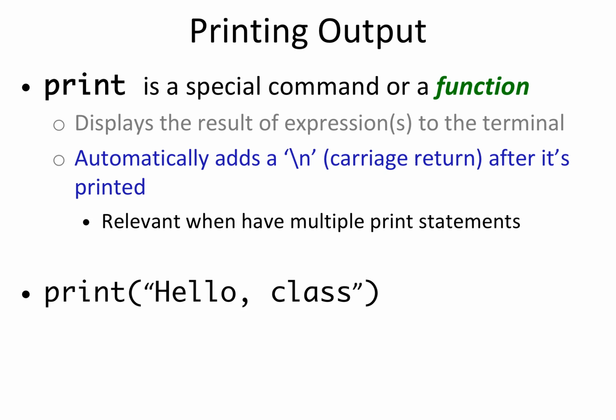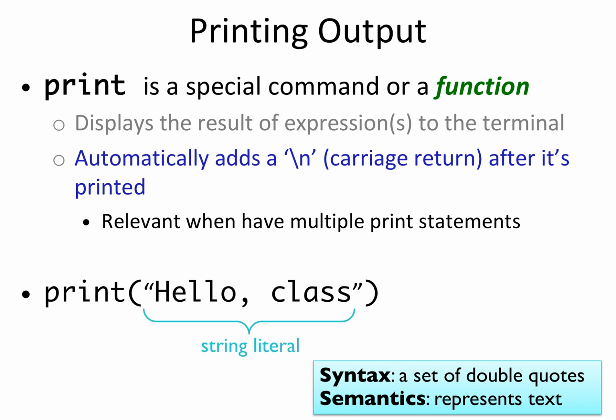One of the first things we're going to do in Python is to print. Printing is a special command or function which allows us to display information to the screen. It doesn't mean we're going to print to our printer that's attached to our computer. It's actually going to display to the screen. It also automatically adds what's called a carriage return or \n after it's printed. So for example, I could print "hello, class", and that will display just hello comma class to the screen.